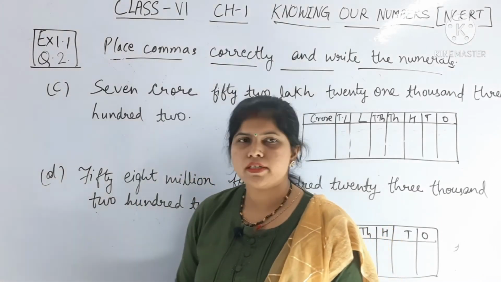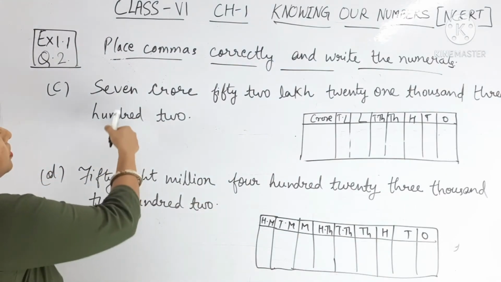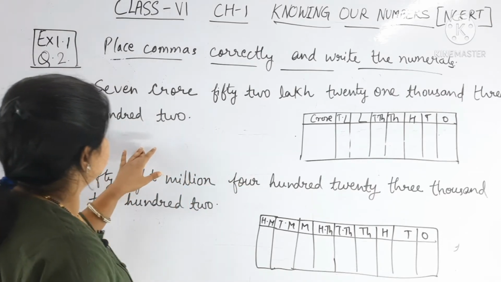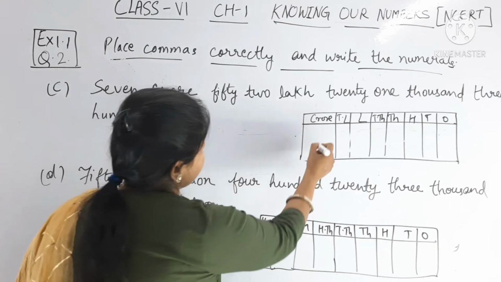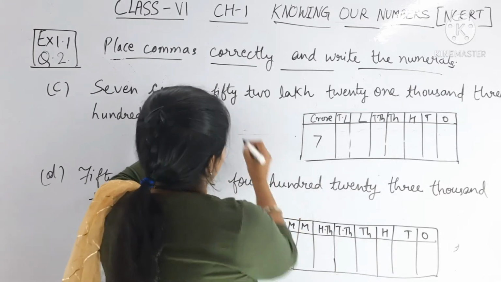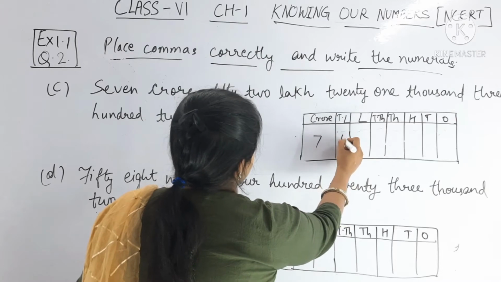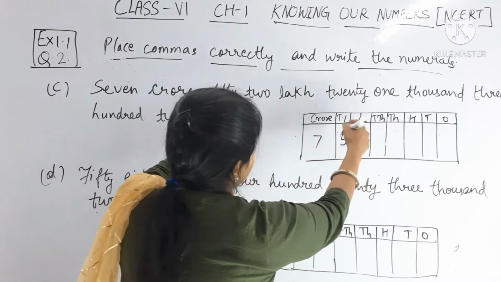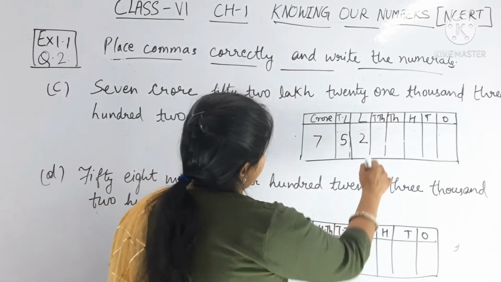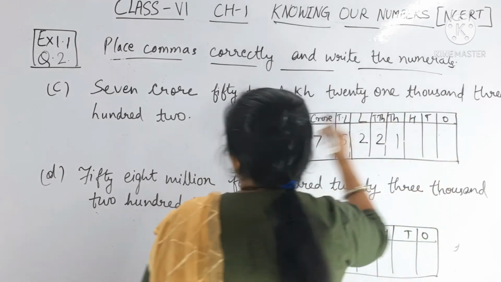Now come to the next part, that is part C. So we are getting the question in part C: 7 crore 52 lakh 21,302. So here is 7 crore. So in place of crore we are writing 7. Then 52 lakh. Here is 50. 50 means in 10 lakh place, 52. Okay, it is in the lakh family. Then 21,000. Then 302.